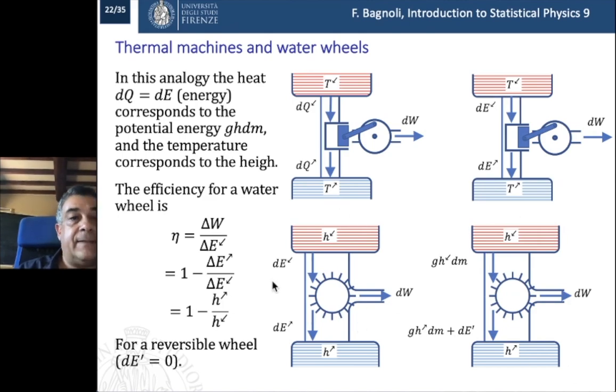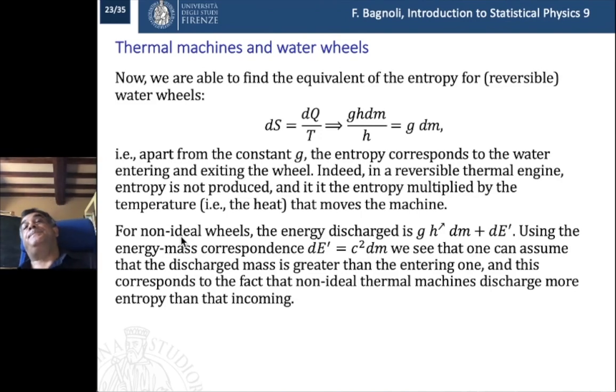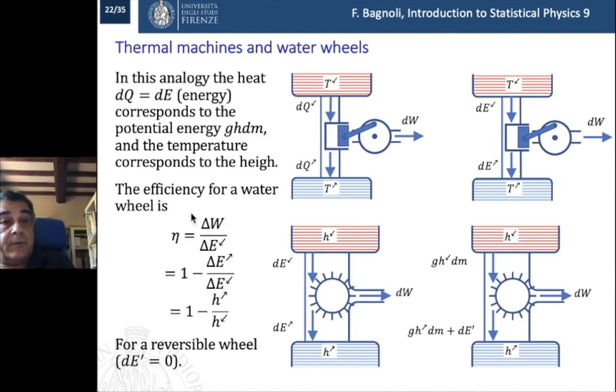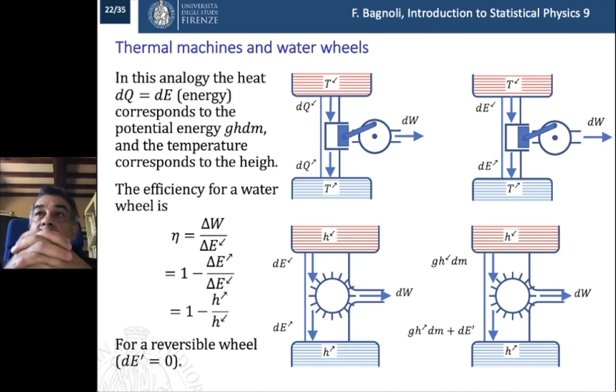And this means that I can also define an efficiency for thermal engine, which is just the amount of work done given a certain input energy. And for reversible engine, for reversible water wheel, I have a relationship which is very reminiscent of the Carnot one. And also for water wheels, I can make the same reasoning as for thermal engine.